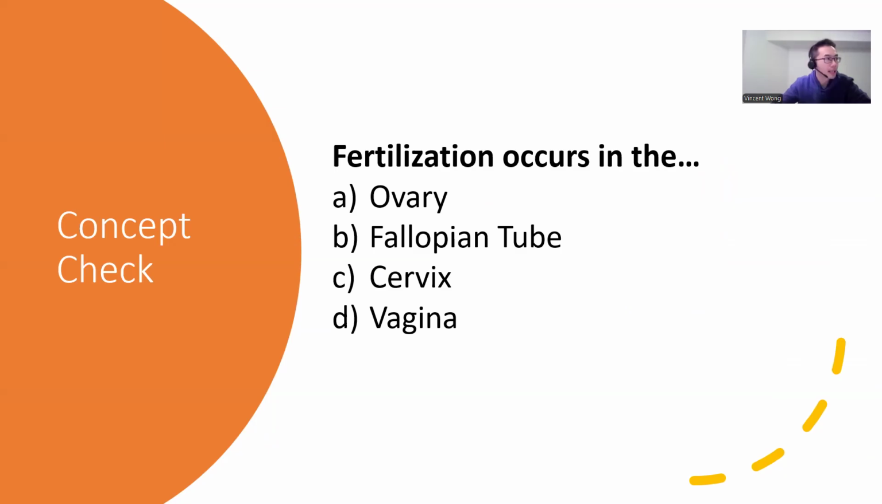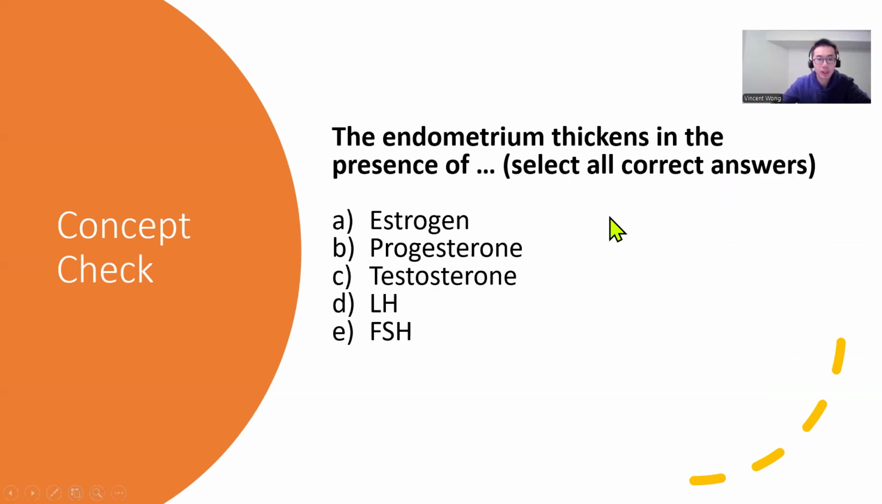Okay, not a lot of answers coming in, but that's okay. The correct one is the fallopian tube. That's where fertilization is going to be happening. Let's do the next one.